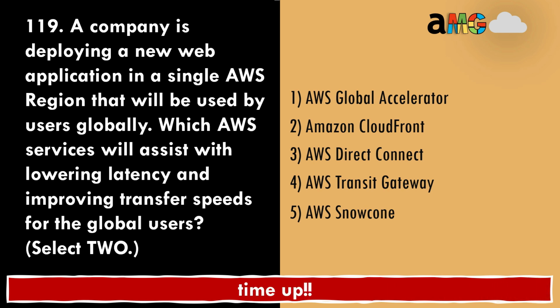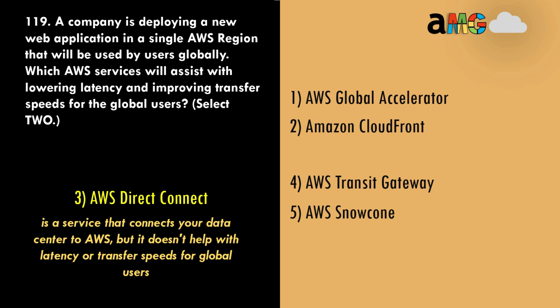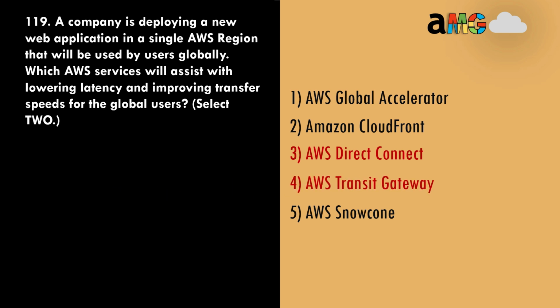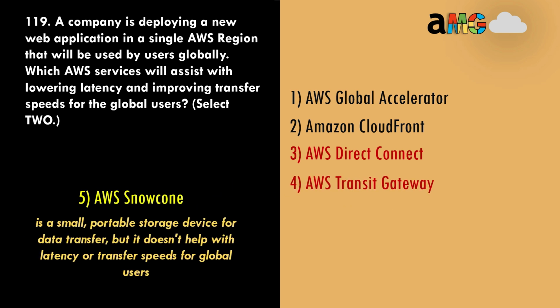Alrighty, time up. Now, AWS Direct Connect is a service that connects your data center to AWS, but it does not help with latency or transfer speeds for global users. Okay, so this is the wrong answer. Option 4, AWS Transit Gateway is a service that connects multiple VPCs and accounts, but it doesn't help with latency or transfer speeds for global users. Okay, so this is the wrong answer. Option 5, AWS Snowcone is a small portable storage device for data transfer, but it doesn't help with latency or transfer speeds for global users, right? So this is the wrong answer.